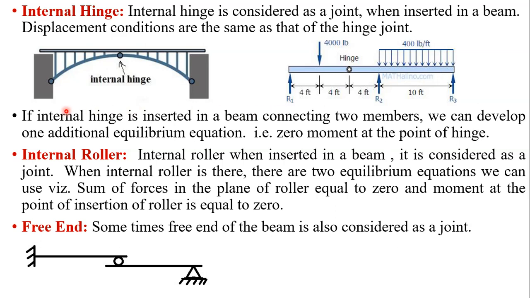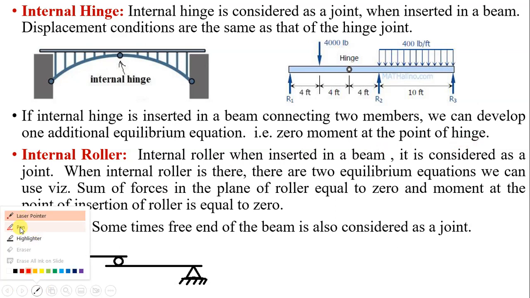If an internal hinge is inserted in a beam connecting two members, here two members are connected. This is the first member and this is the second member. These two members are connected to each other with the help of a joint, and this joint is a hinge joint, an internal hinge. What is the advantage of this internal hinge? We can develop one additional equilibrium equation, that is zero moment at the point of hinge. So let us discuss it.